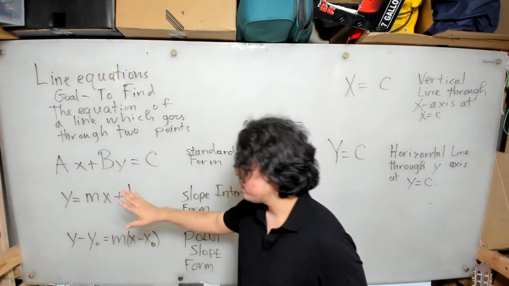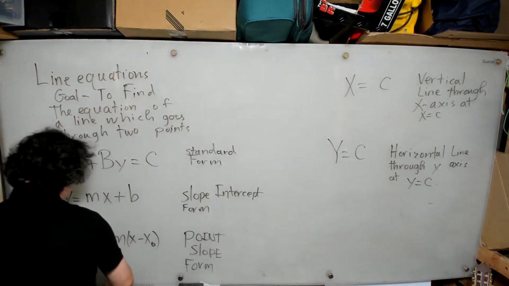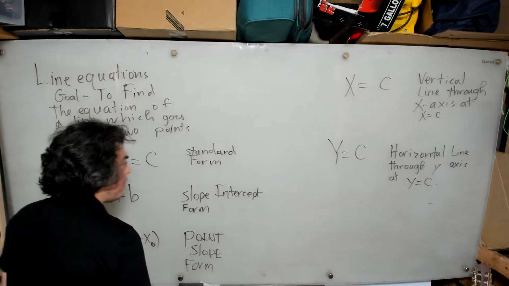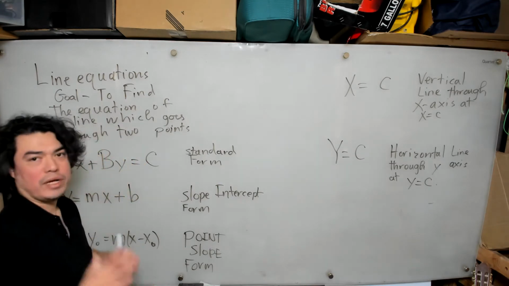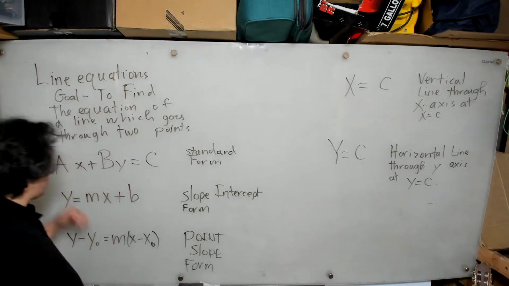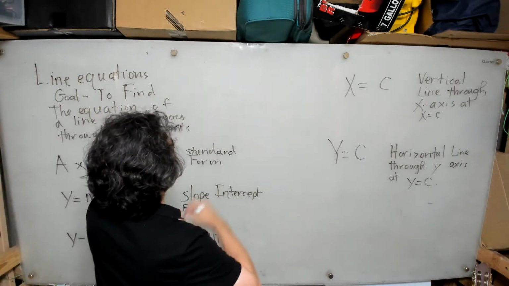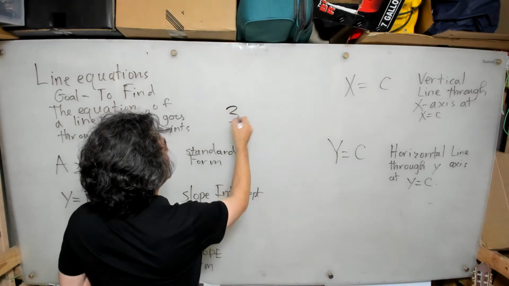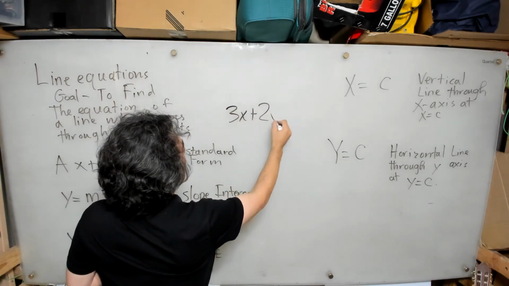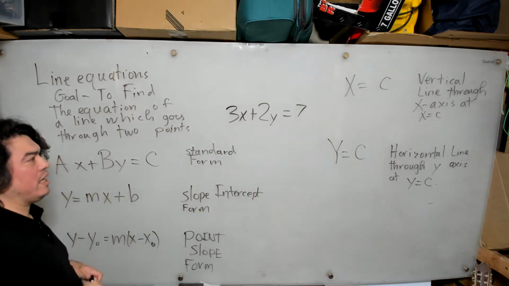Now, let me just write briefly some examples here. The examples I'm going to give are not really going to be important for us, but they're just to show you what they would look like. Here, this A is a number, this B is a number, and this C is a number. Okay, so let's say I have 3x plus 2y equals 7. That is the equation of a line in standard form.